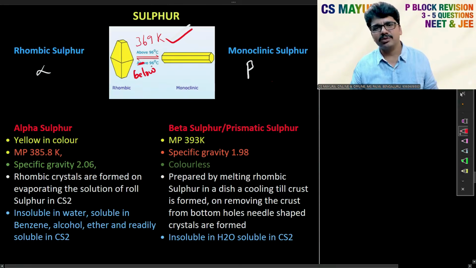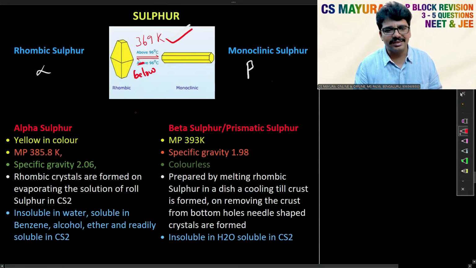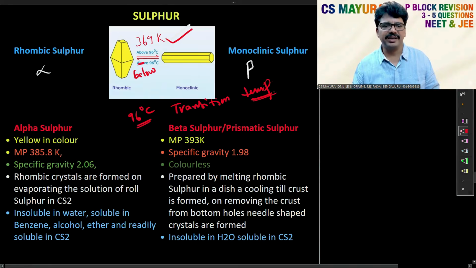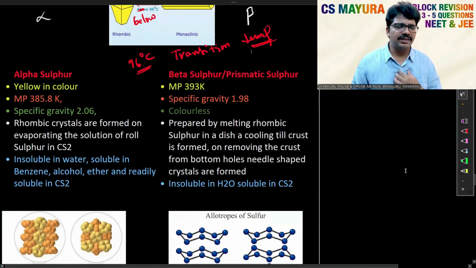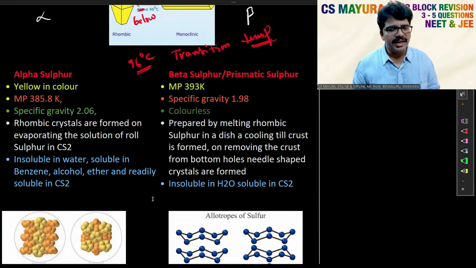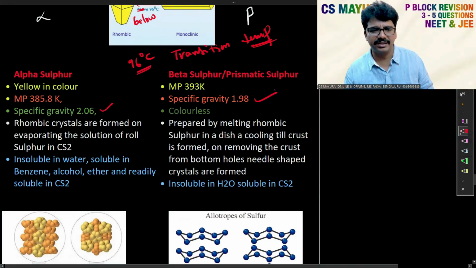The temperature at which one allotropic form is converted into another allotropic form is called the transition temperature. This 96 degrees Celsius is called the transition temperature of alpha and beta sulfur. Anyway, coming to some important points of alpha and beta sulfur: alpha is yellow in color, melting point is 385.8 kelvins, and specific gravity is 2.06. Beta sulfur specific gravity is 1.98.